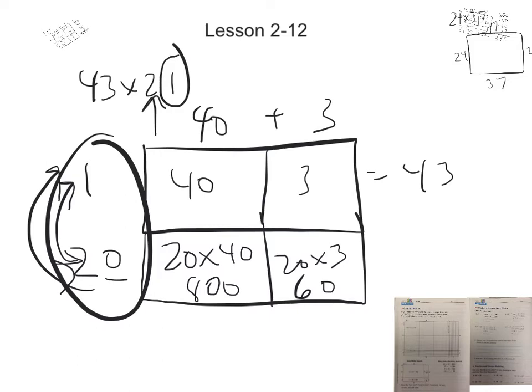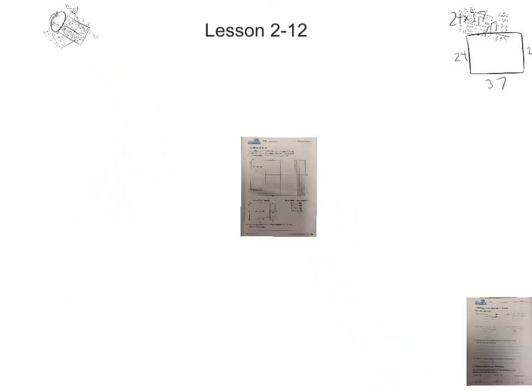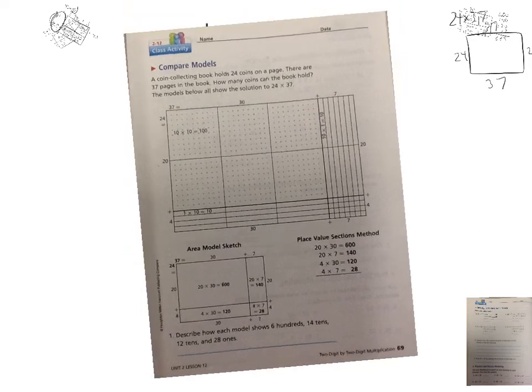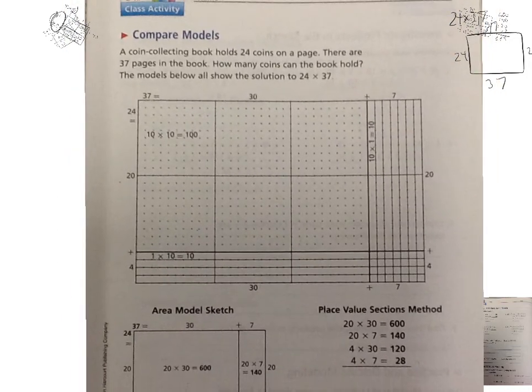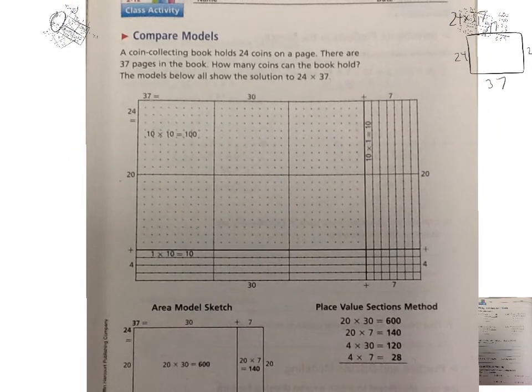All right. So what I want you to look at here is your first page in your workbook on page 69. And it shows you a giant area model using your math boards. We don't use the math boards a whole lot in here. We did at the beginning of the year. But it says a coin collecting book holds 24 coins on a page. There are 37 pages in the book. How many coins can the book hold? The model here shows the solution of 24 times 37.